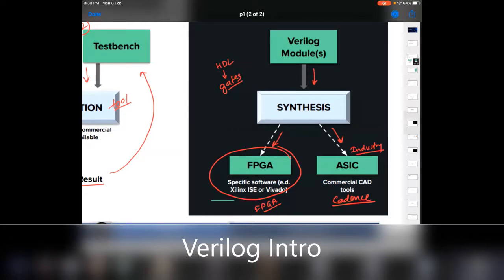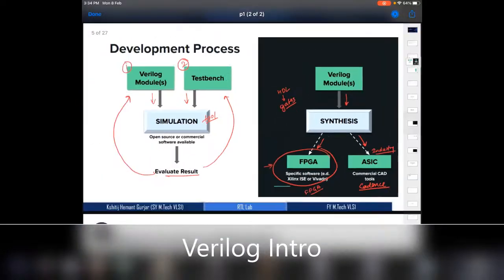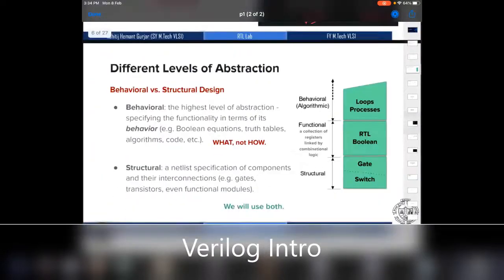Okay, so ASIC is application specific integrated circuit, but it is not that popular for educational purposes. Why? Because it takes too much money to build a simple application using ASIC. So we are going with the FPGA approach, right? So I guess you know these things. And about different abstraction levels, this might also have been discussed with you.